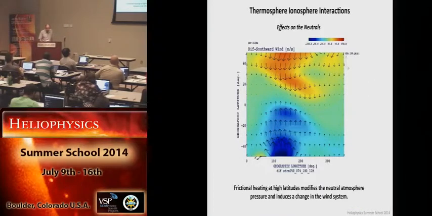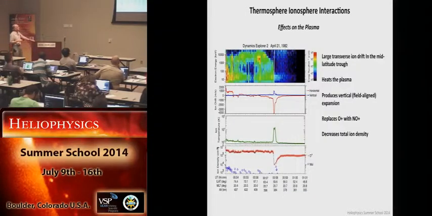I think I'll skip that and just show you this one feedback picture. So here's another picture where the ion drift is very, very large. Measured ion drift goes up to almost 4 kilometers per second here. And you'll see that's associated with a large increase in the temperature and a corresponding decrease in the density.